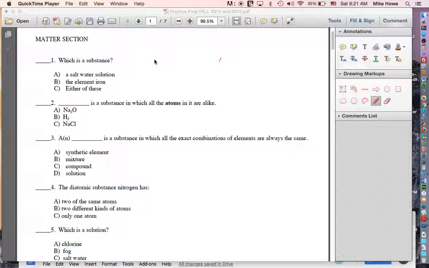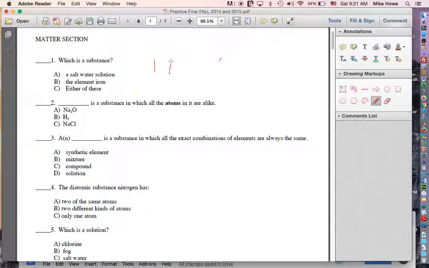So which is a substance? You might want to write on your cheat sheet that a substance has one identity. So I'm going to put ID for identity, so that's easier. But the saltwater solution has both salt and water in it, so that would be two different things. And the element iron only has one identity. It's just an element, one kind of atom. So the answer is B.